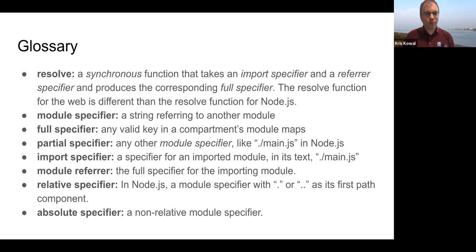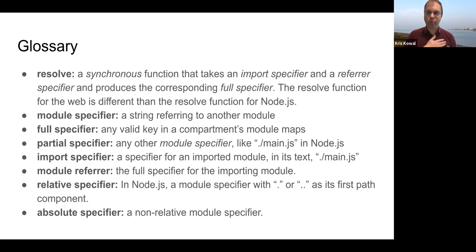So in the context of the module loading compartment API, resolve is a synchronous function that takes an import specifier and a referrer module specifier, and produces the corresponding full module specifier. It is different for the web, which is based off of URLs, and a dialect of an interpretation of Node.js modules, where every package has a unique module identifier namespace and only can refer to things in that package. That is not how Node works, but it is a valid interpretation that fits into the compartment model, which I'll describe.